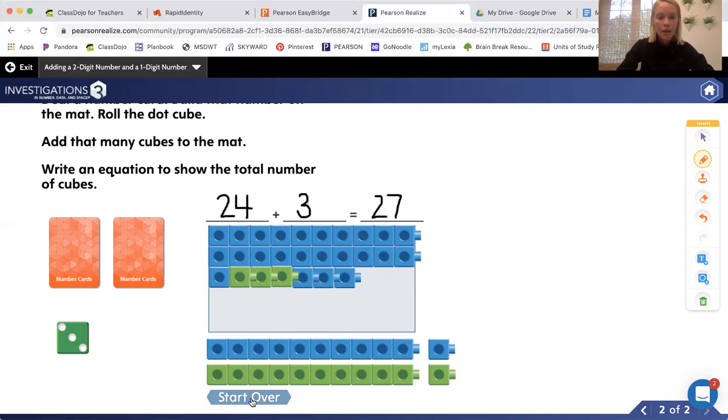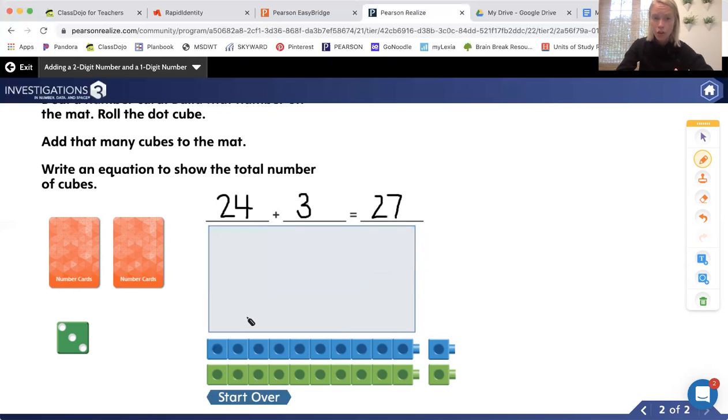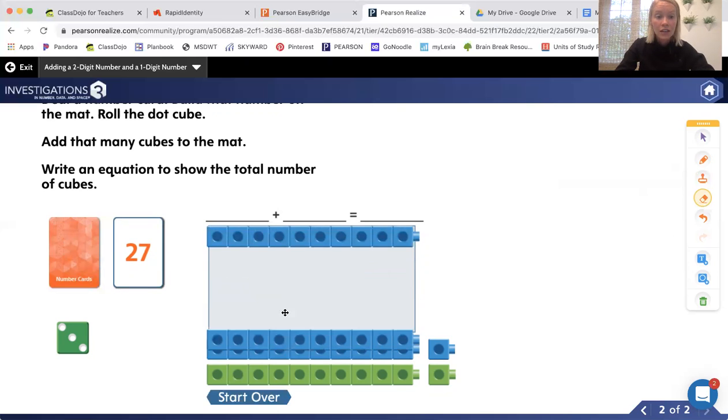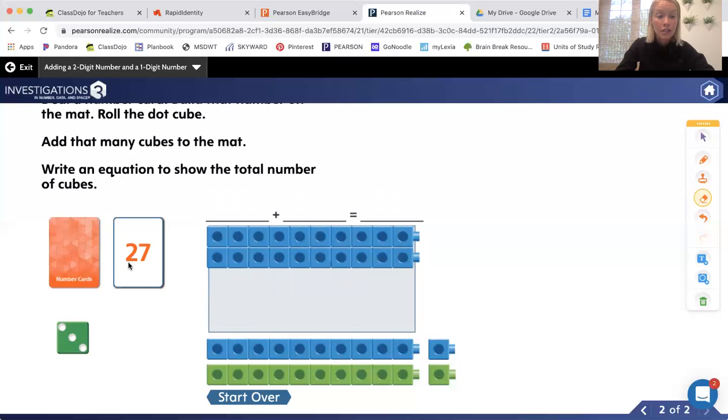All right, I think we could keep going or we can start over. I'm going to start over. I want to do a completely different number that we have to build and add on to. So let's flip. Ooh, 27. Okay. I need 2 groups of 10 because I see a 2 in the tens place. Okay, so 10, 20, and now I need 7 ones. 1, 2, 3, 4, 5, 6, and 7.